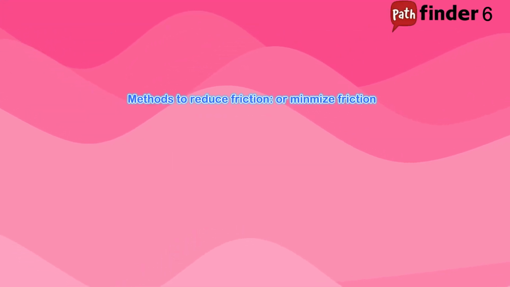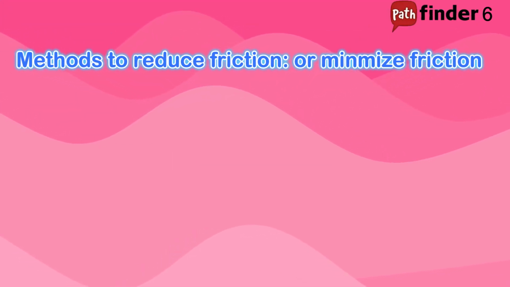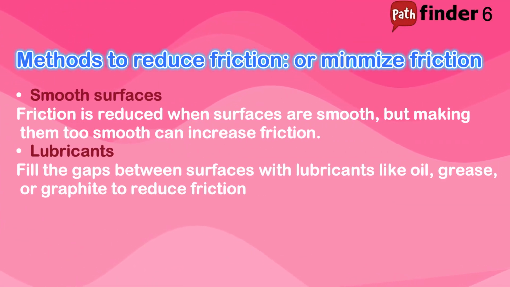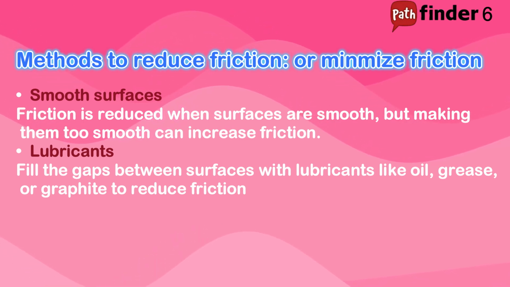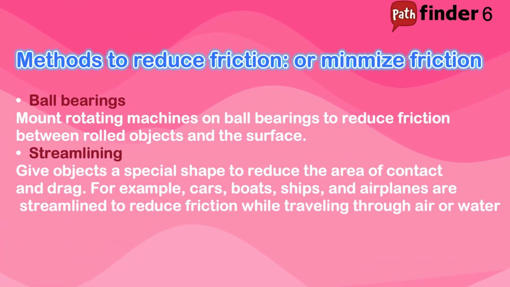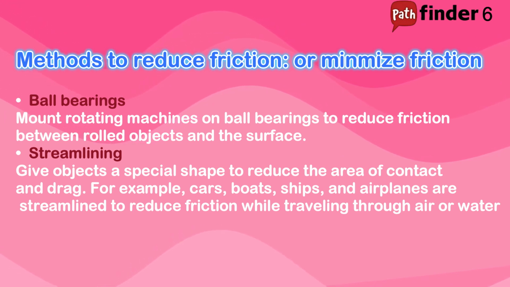Methods to reduce or minimize friction. Smooth surfaces. Friction is reduced when surfaces are smooth, but making them too smooth can increase friction. Lubricants. Fill the gaps between surfaces with lubricants like oil, grease, or graphite to reduce friction. Ball bearings. Mount rotating machines on ball bearings to reduce friction between rolled objects and the surface.